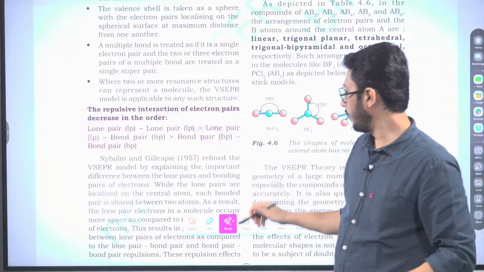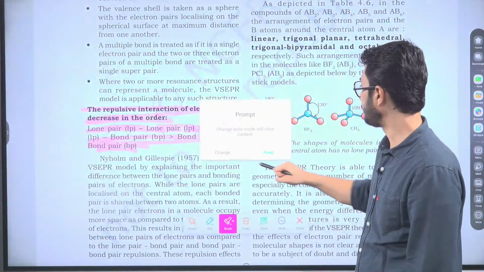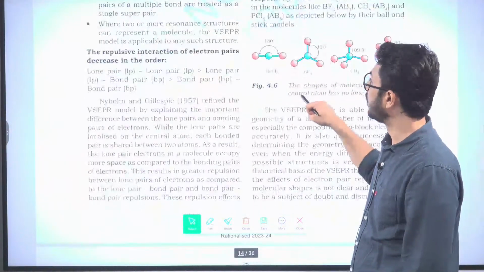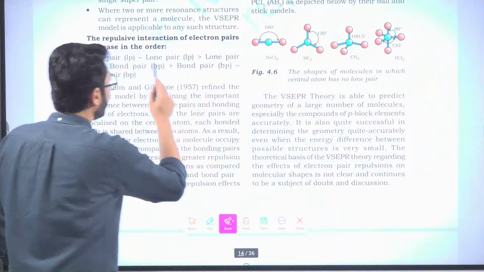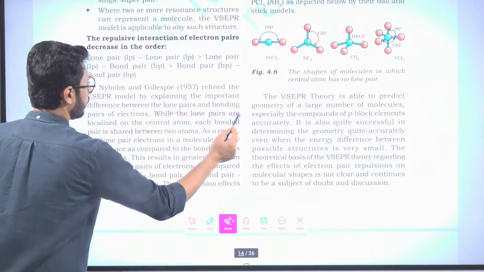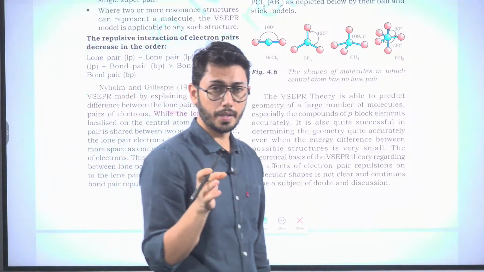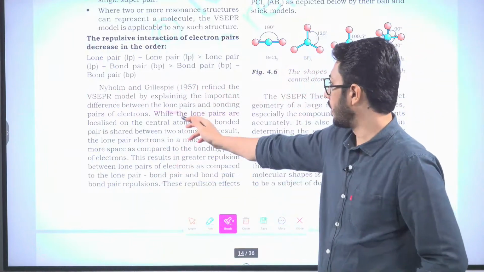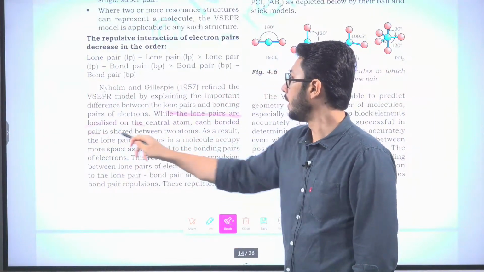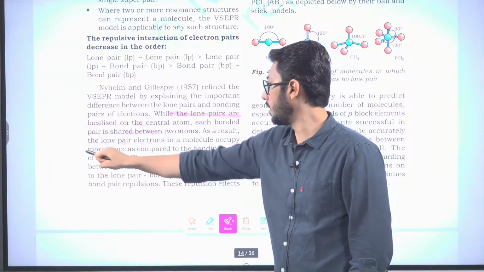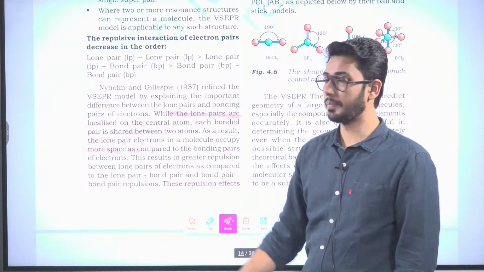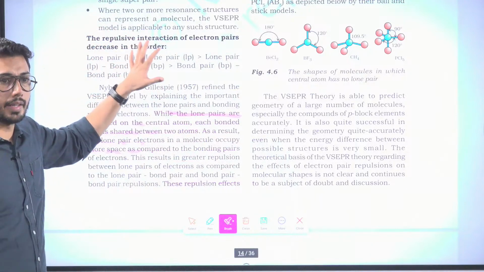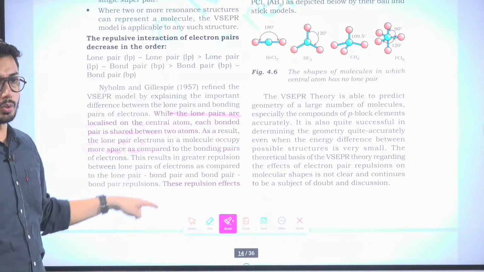Now here you will underline which part after that? You will underline this part after the repulsion intensity. From this, which question can be easily framed? Assertion-reason. Assertion given, the repulsion intensity order, and reason given this line: while lone pairs are localized on the central atom, each bond pair is shared between two atoms. As a result, this, that. Done. Getting it? So that underlined part is important here, the repulsion intensity order, then the reason also.